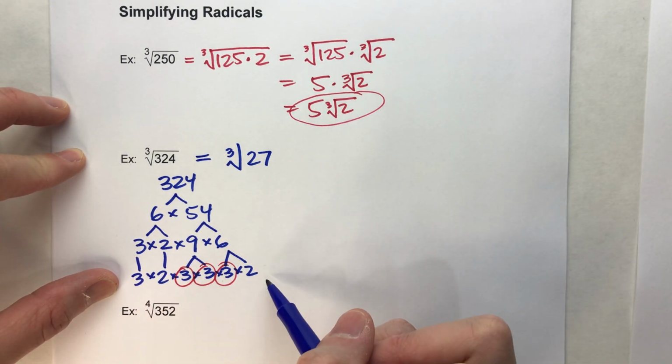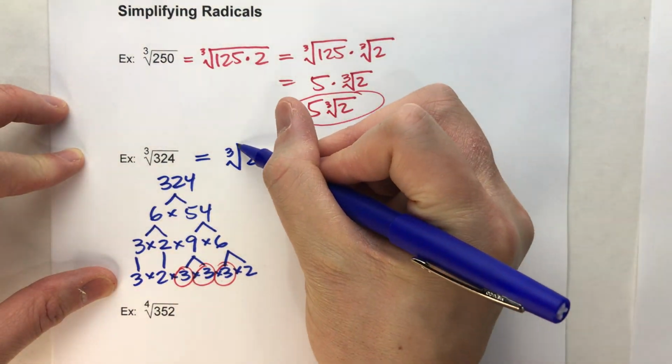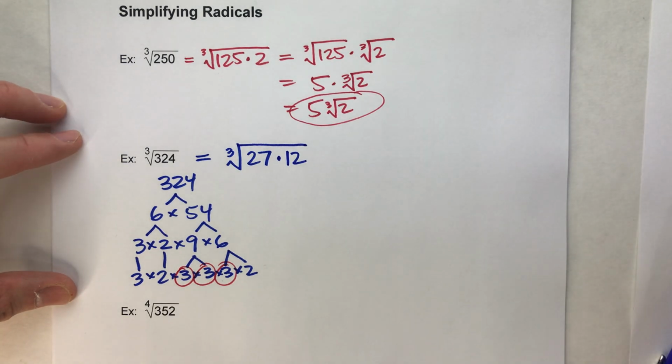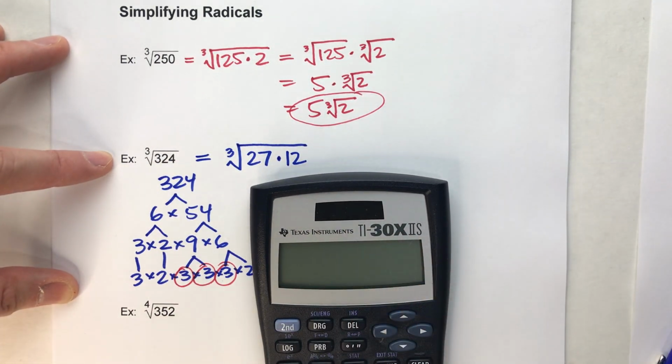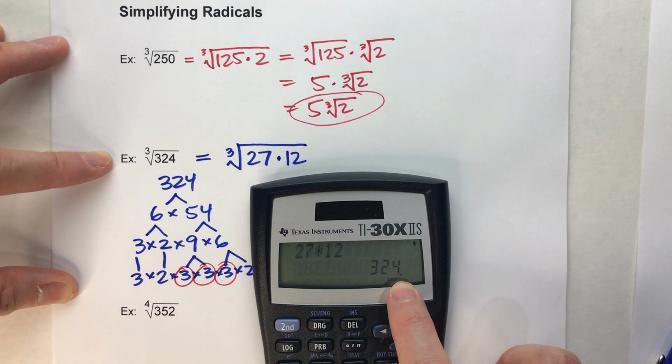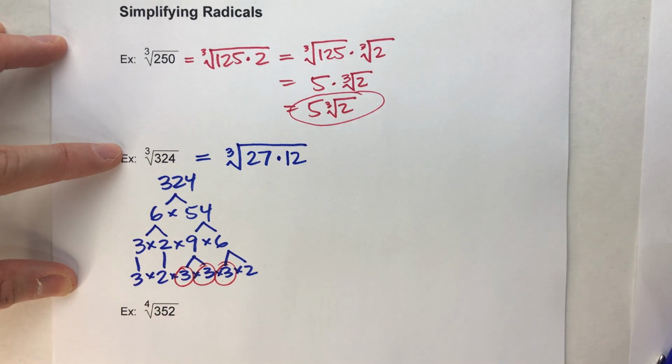Multiply the extras together. 3 times 2 times 2, that's 12. And that's the other number. All right. So in other words, 27 times 12 gets me 324. And if you're not sure about that, you can always double check it. 27 times 12, 324. All right. And 27 is the biggest perfect cube that goes into 324.